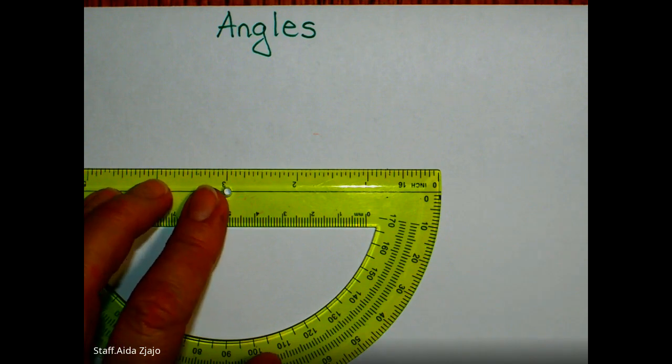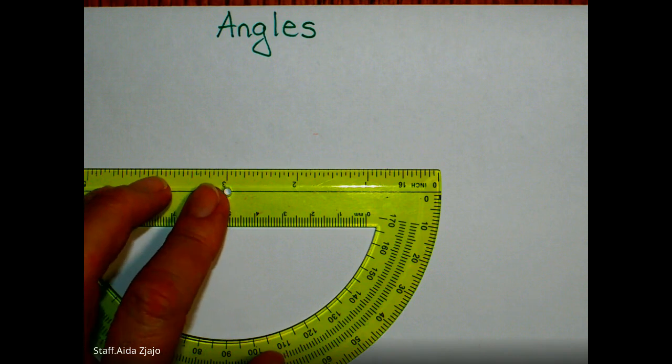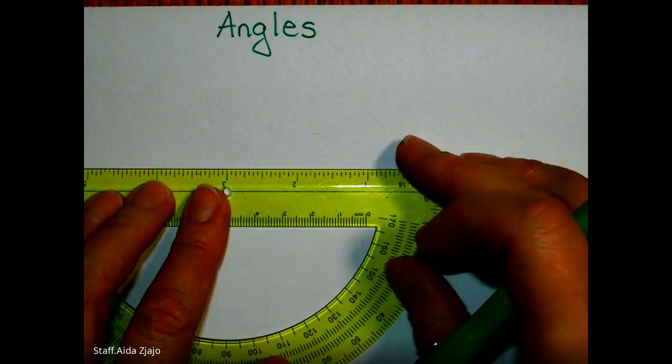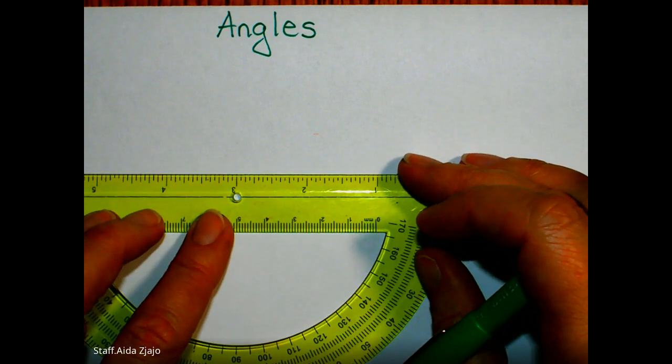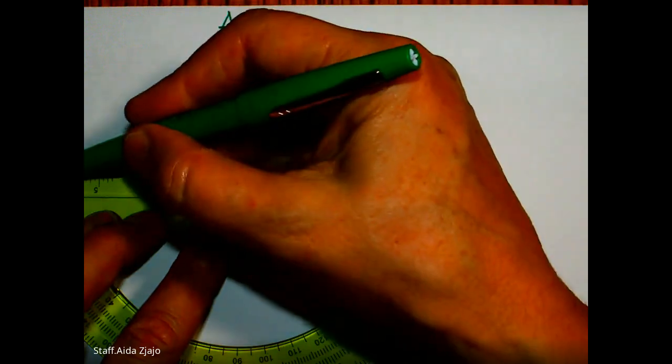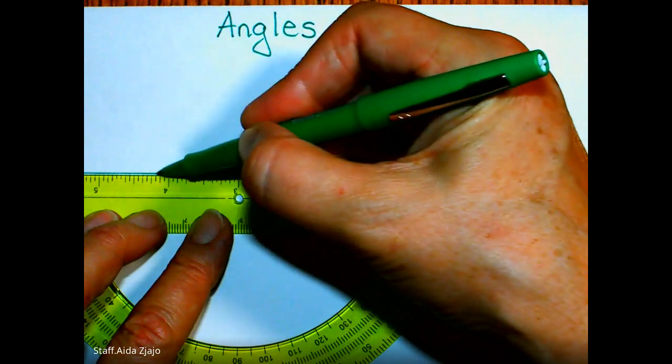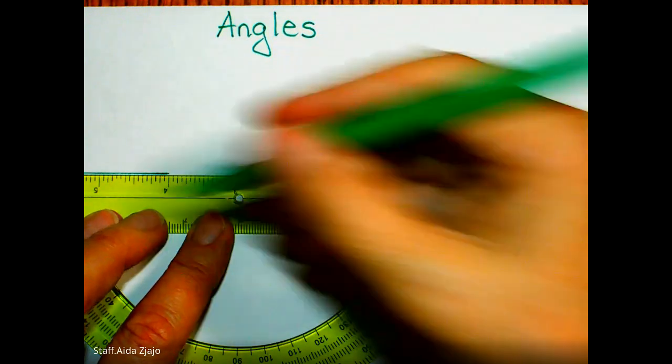Today we're going to talk about angles. You have to know that an angle lives in a circle and it's actually part of a circle. The first angle that we will create is called an acute angle, a little acute angle. It's going to be made of two rays.